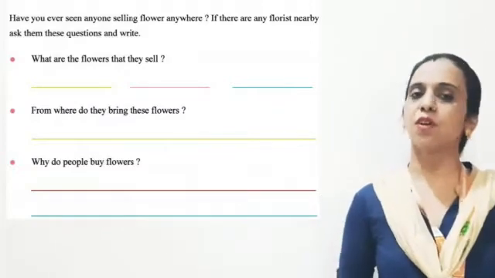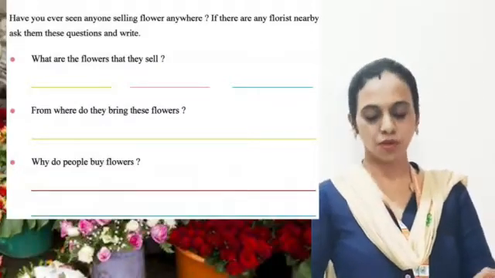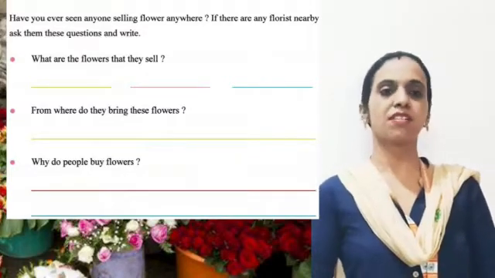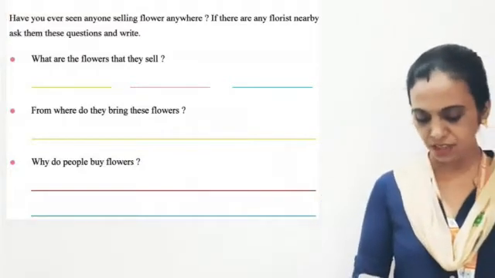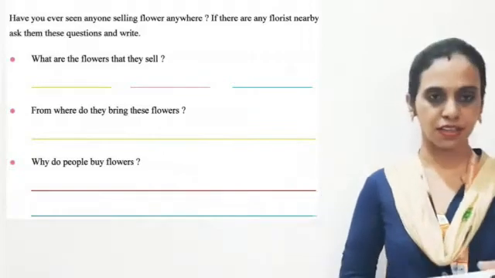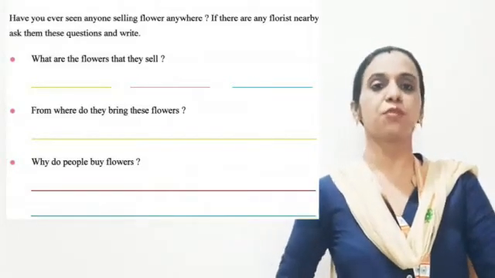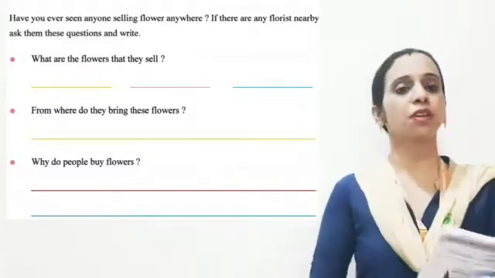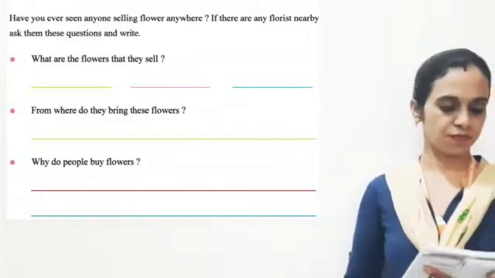They sell the following flowers: rose, marigold, then lotus, and then mogra, hibiscus, night queen, dhatura flowers, etc. The next question is, from where do they bring these flowers? They bring these flowers from various gardens and from the nearby market. Where do they bring all these flowers from? From the garden or from the nearby market.